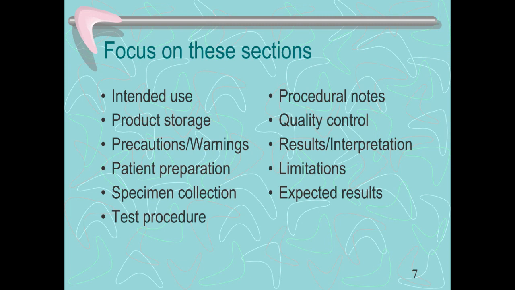It'll tell you how to interpret the results. 1 line means negative, 2 lines means positive. 3 lines may mean positive. 2 lines may be positive for one thing, and it may have your control line, and one may be flu A and one may be flu B, and then they could have both and have flu A and flu B.